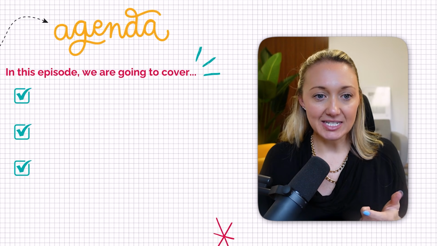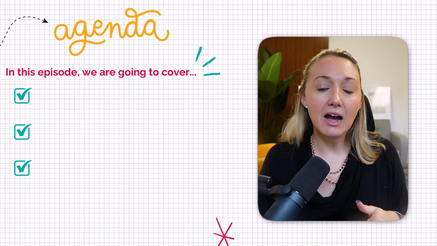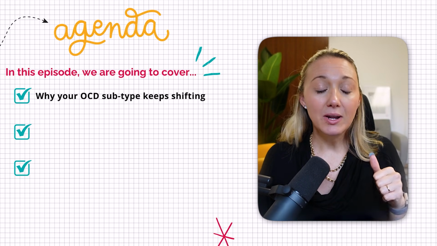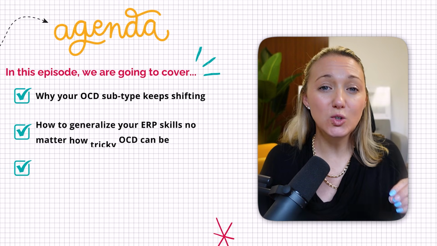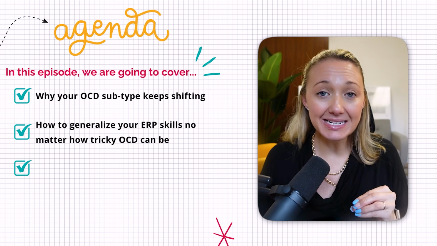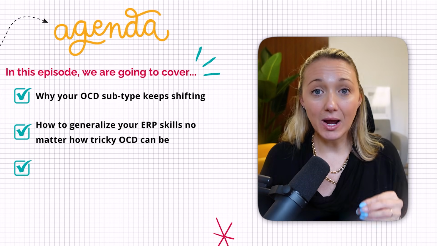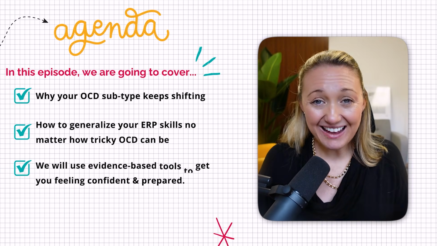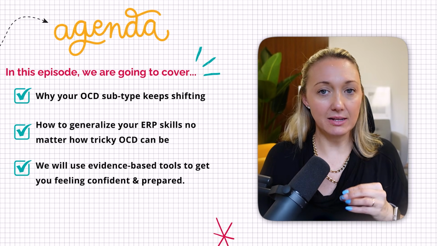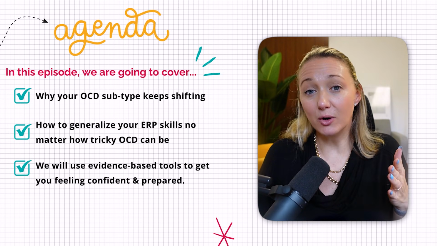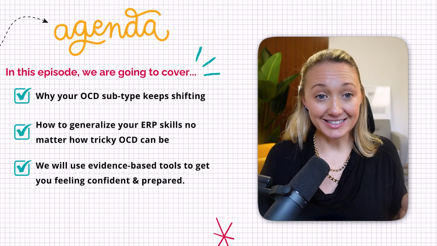So let's talk about the agenda today. In this episode, we are going to cover why your OCD subtype keeps shifting. We are going to cover how to generalize your ERP skills so that no matter how tricky they are, you have a plan. And we're going to use evidence-based tools to do so, right? So this is not something I've made up. This is something that is evidence-based so that you can feel confident and prepared. So let's get to it.